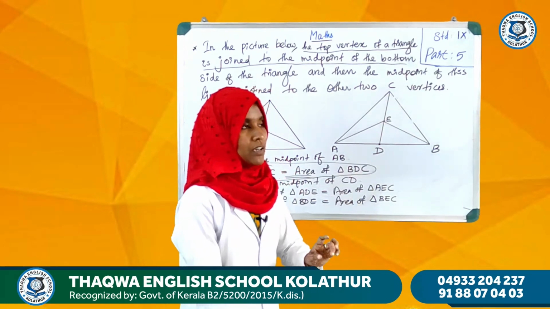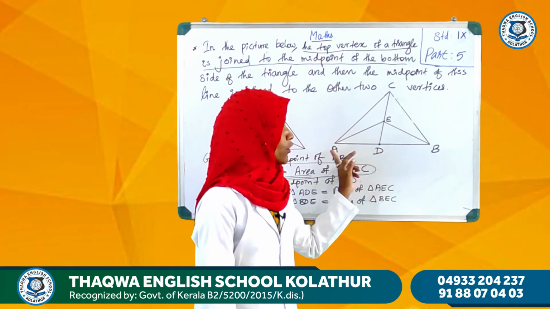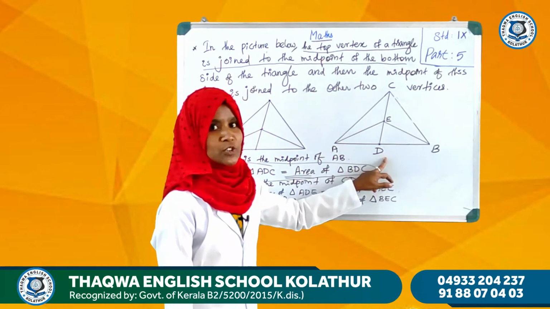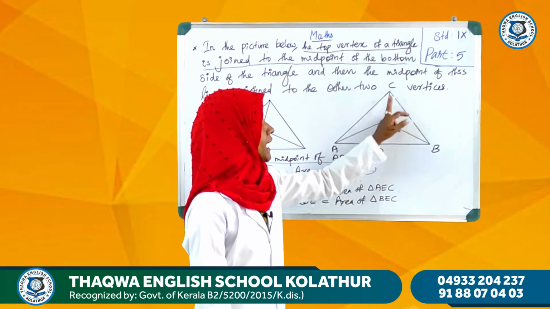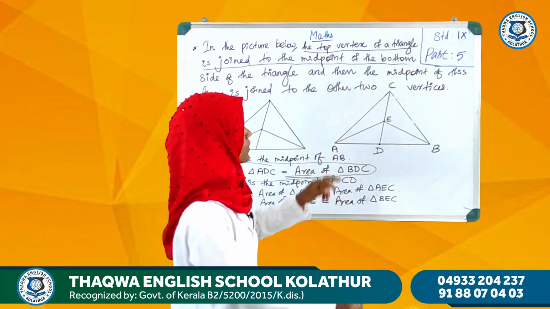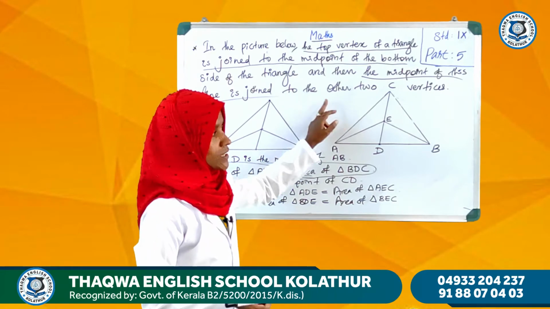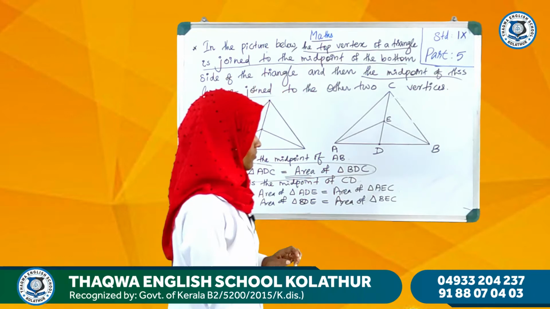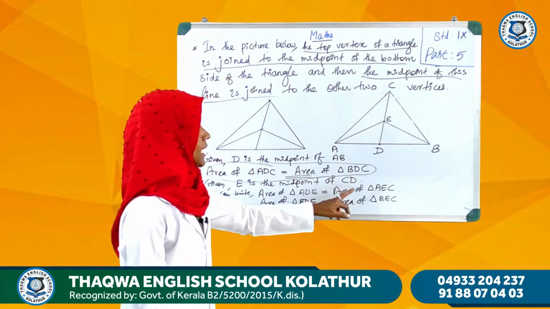Okay. Yes. Once again, we have given D is the midpoint of the line AB. That is, the triangle ABC is divided into two triangles. The area of these triangles are equal. That is, area of triangle ADC equals area of triangle BDC. And also we have the midpoint of the line is joined to the other two vertices. That is, E is the midpoint of the line CD. Okay. That is, area of triangle ADE equals area of triangle AEC.